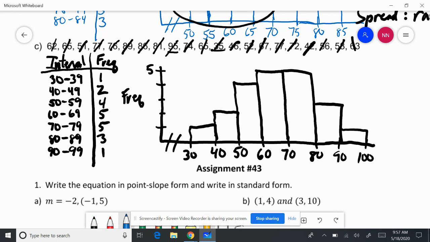Now I'm going to describe my distribution. Remember, we're going to use SOCS. We're going to talk about our shape, the outliers, the center, and the spread. Now, when we talk about the shape, we see that our peaks are right here. So we're kind of in the center. So we're going to say approximately symmetric.